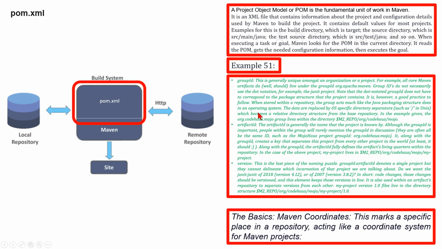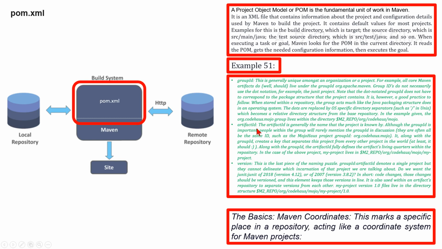Artifact ID. The artifact ID is generally the name that the project is known by. Although the group ID is important, people within the group will rarely mention the group ID in discussion. They are often the same ID, such as the Mojo Code Host project group ID, org.codehost.mojo. It along with the group ID creates a key that separates this project from every other project in the world. At least it should. Along with the group ID, the artifact ID fully defines the artifact's living quarters within the repository. In the case of the above project, my-project lives in $m2_repo/org/codehost/mojo/my-project.